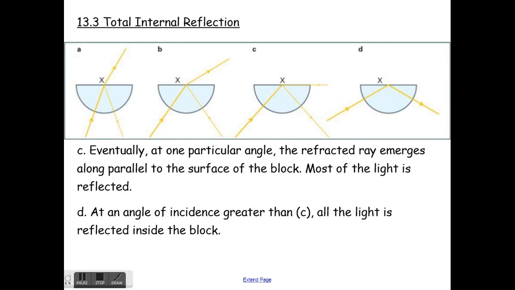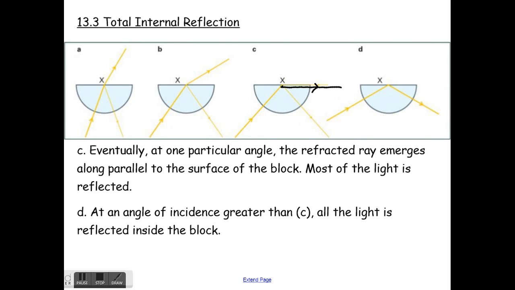Now, there is a point for this one here where at a certain angle, the refracted light is at 90 degrees, or it goes parallel to the outside of our block here. That angle depends on what the light is going into. If it's going into glass, a diamond, water, something like that, the angle changes. But at a particular angle, the refracted light is parallel with the outside of our block.